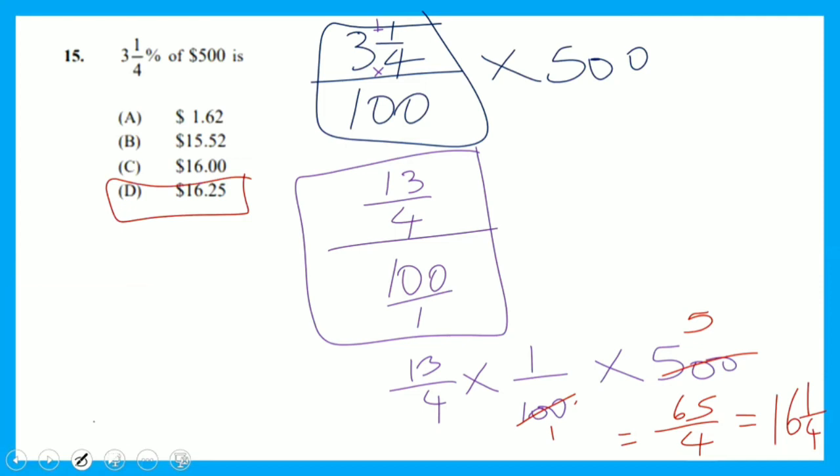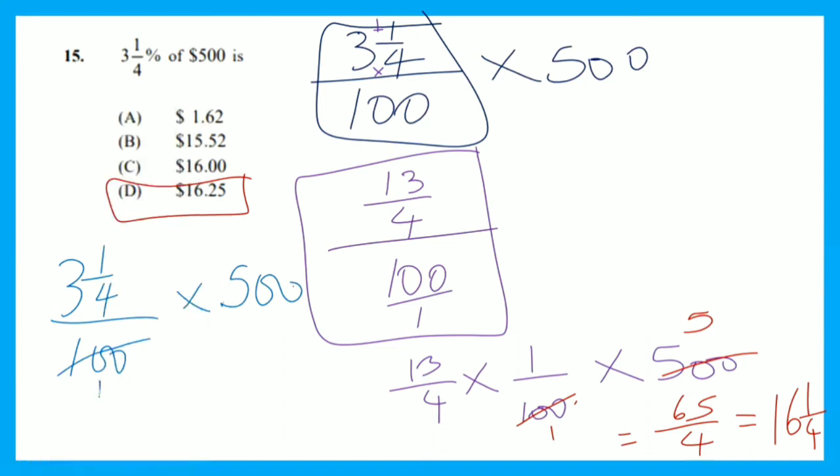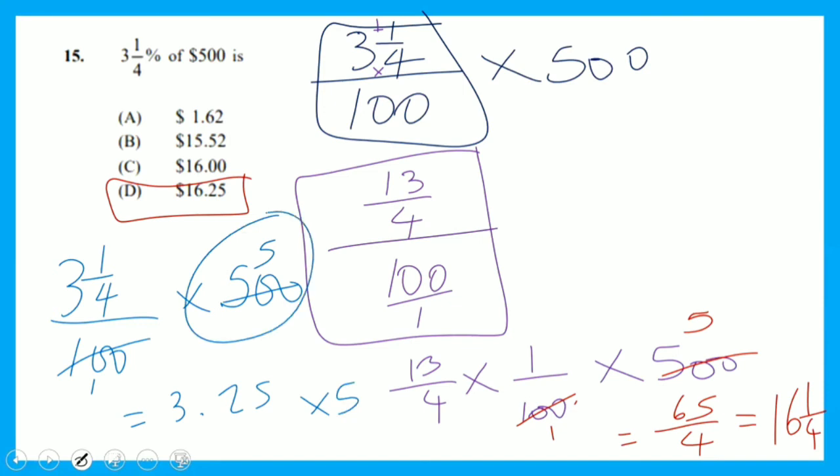Very simply though, it is okay to do this: 3/4 over 100 times 500. That's it. 100 into itself, 1, 100 into 500, that's going to be 5. And then you could have said, okay, 3/4 is the same as 3.25, and multiply that by your answer here, which is 5, and you would still get the correct answer.